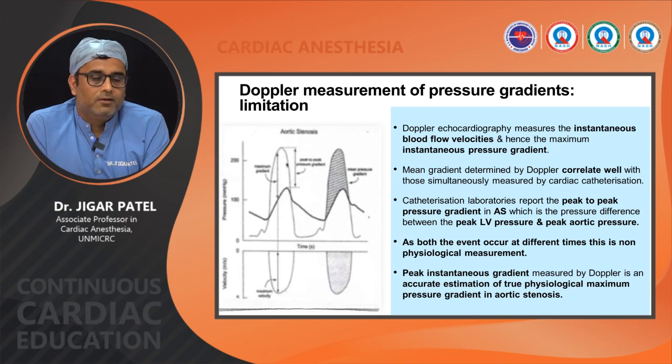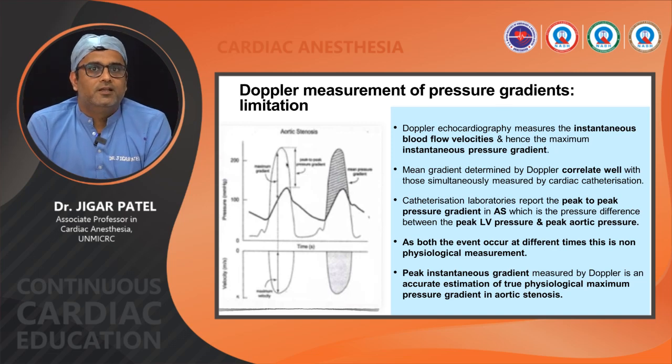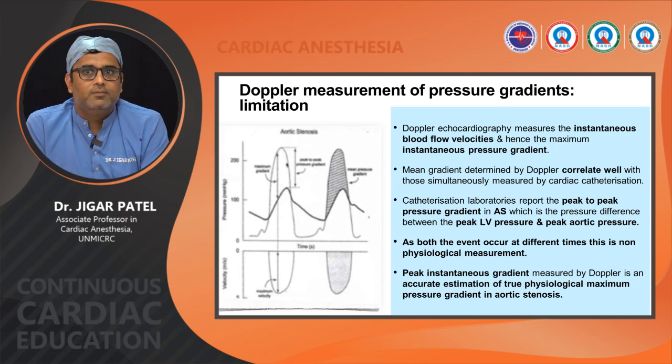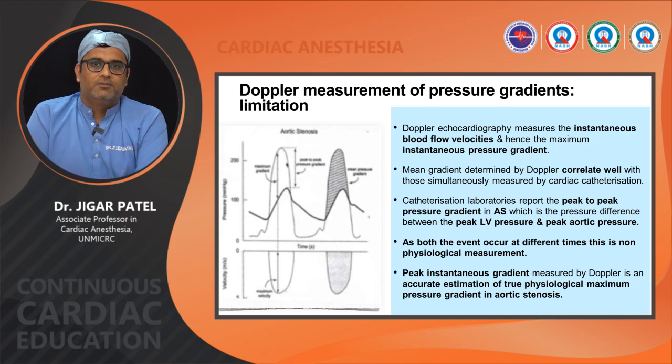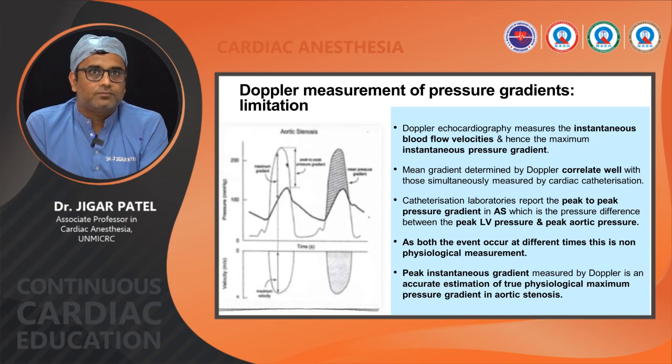The LV contraction and highest LV pressure occur before the peak aortic pressure. So you measure both pressures at different points of time, while in Doppler you measure simultaneously. So the peak instantaneous gradient measured in Doppler is an accurate estimation of the true physiological maximum pressure gradient in aortic stenosis.